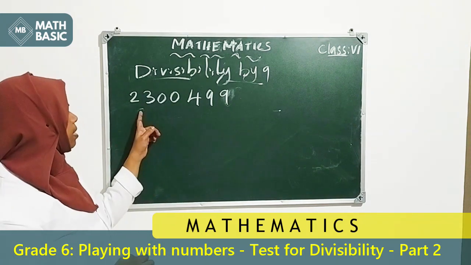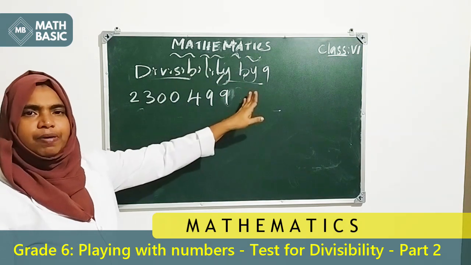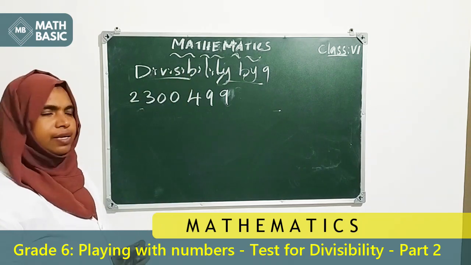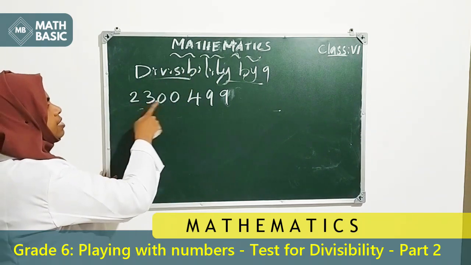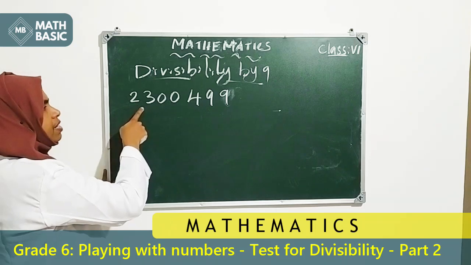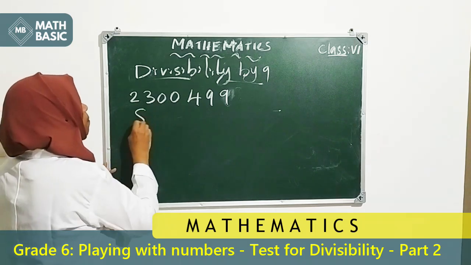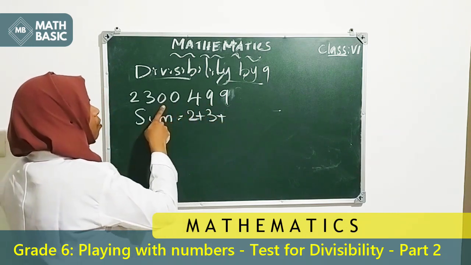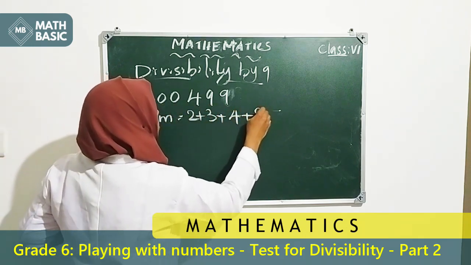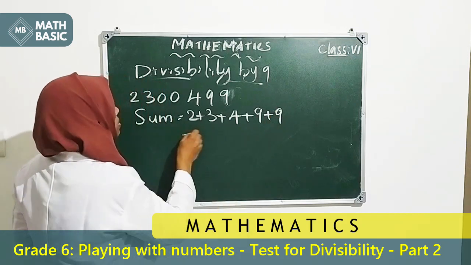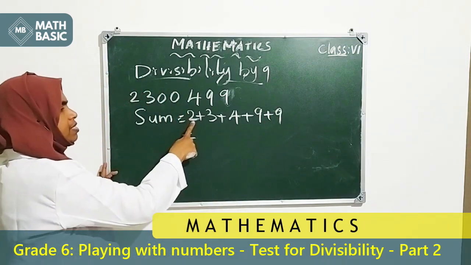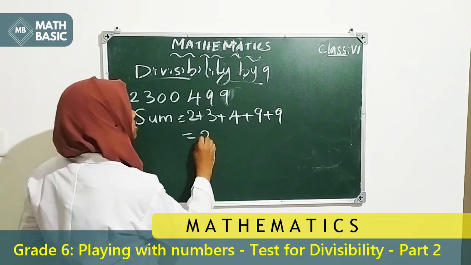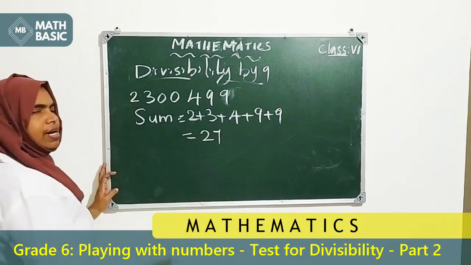See one more example. Divisibility by 9. Check whether the number is divisible by 9 or not. This is a 7-digit number. See the sum of the digits: 2 plus 3 plus 0 plus 0 plus 4 plus 9 plus 9. Sum equals 2 plus 3 is 5, 5 plus 4 is 9, 9 plus 9 is 18, then 27. The sum equals 27.